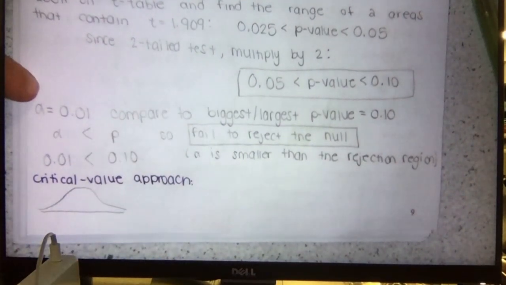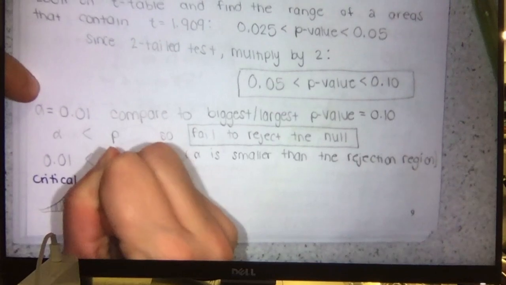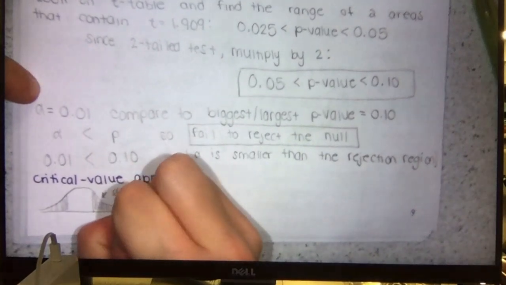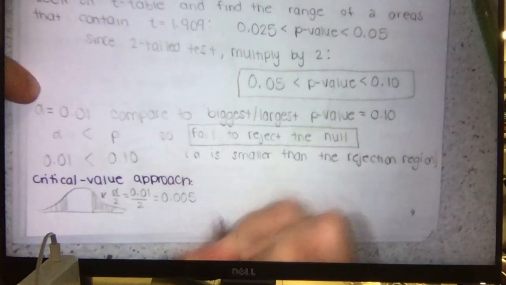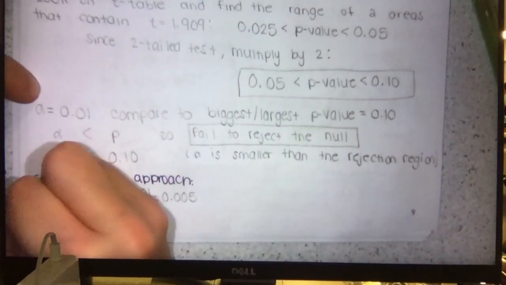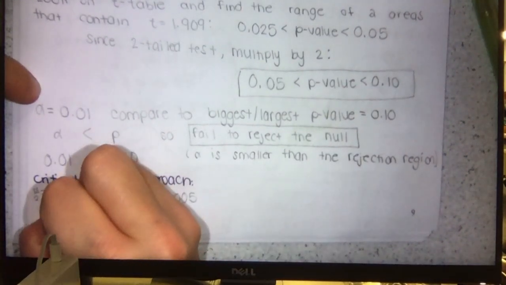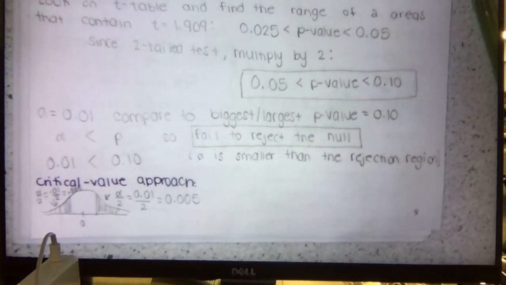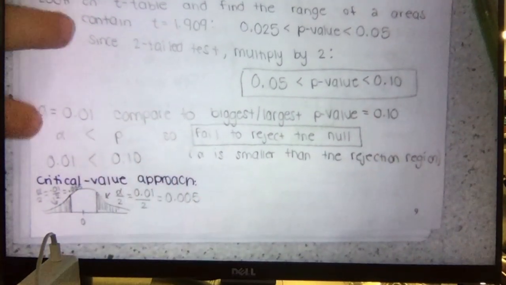Which is using our graph. We know we have a two-tailed test. We know in each tail is going to be alpha over 2. Our alpha is 0.01, so divided by 2 will give us 0.005. In the middle we have 0. Now we found our t observed, but we don't know what our critical values are, so we need to find them.